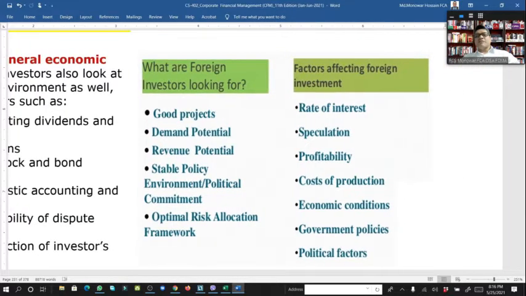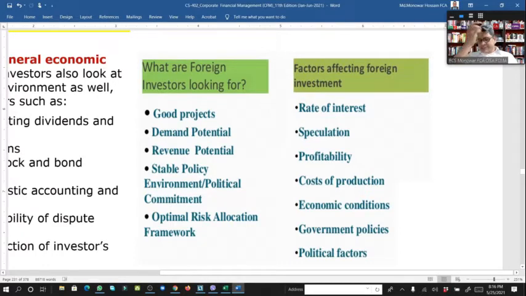Factors affecting foreign investment. Which factors affect it? If we say it shortly, the rate of interest. What is the rate of interest? For example, a company brings a certain amount as FDI for establishing a company. For example, they want to do a $100 million project. So they bring 30% of the amount, that means $30 million, from their country to, for example, our country.